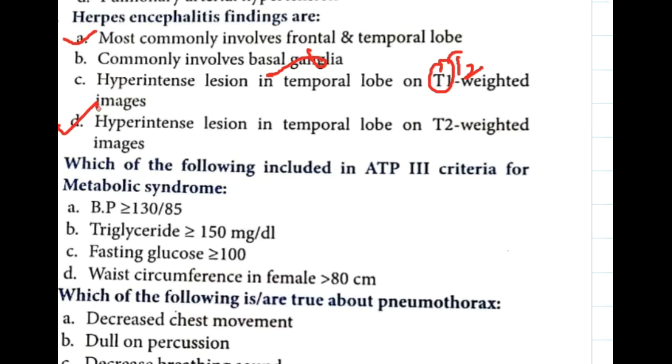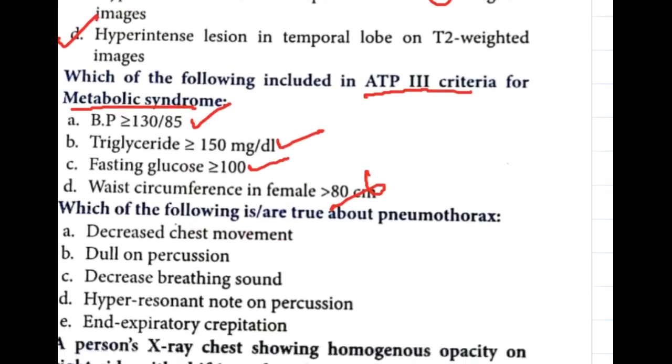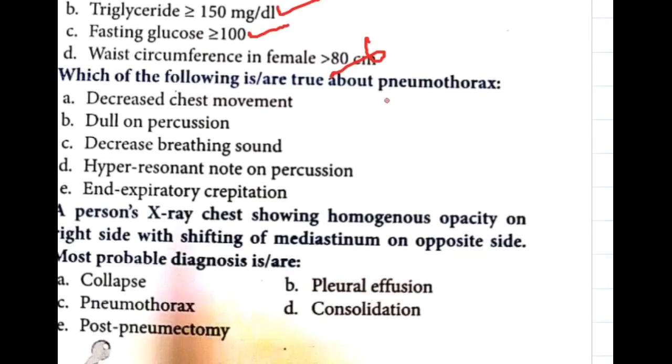Which of the following is included in the ATP3 criteria for metabolic syndrome? In the ATP3 criteria we have BP more than or equal to 130/85, triglycerides more than or equal to 150 milligrams per deciliter, and also fasting glucose more than 100 milligrams per deciliter, and waist circumference will not be present in this ATP3 criteria for metabolic syndrome. The next question. Which of the following is true about pneumothorax?